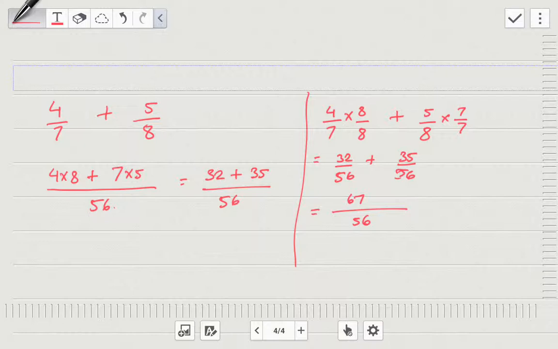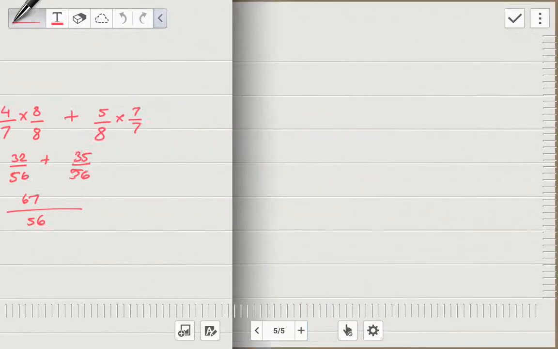Okay? After you have understood this, you can add or subtract any two fractions. Well, the first thing you have to do is convert them into same denominator. How about multiplying two fractions?